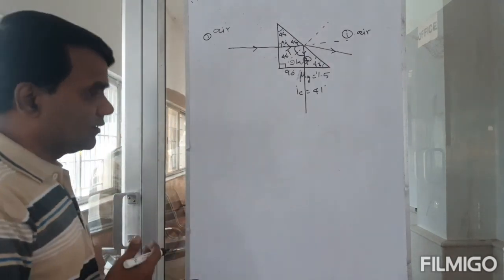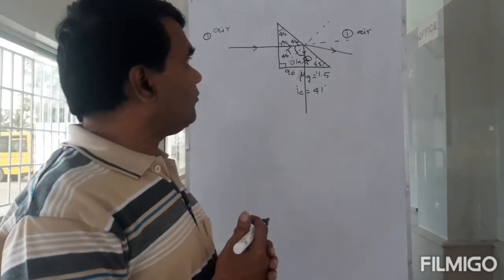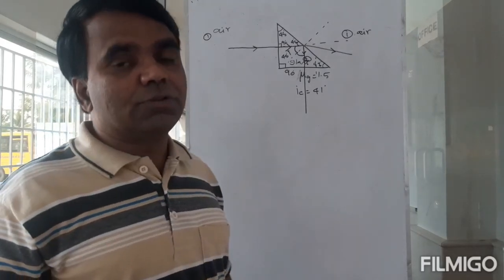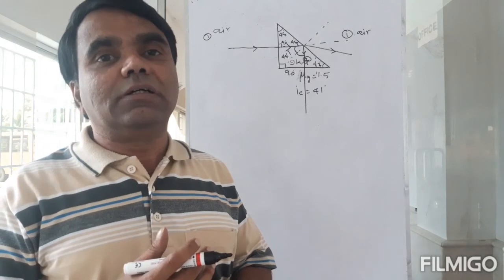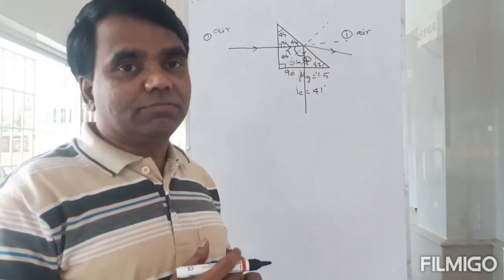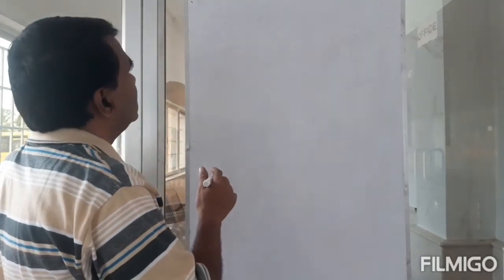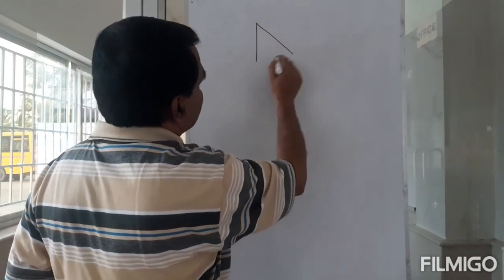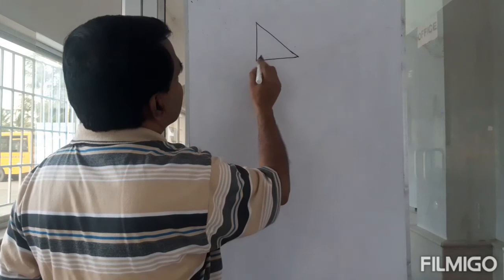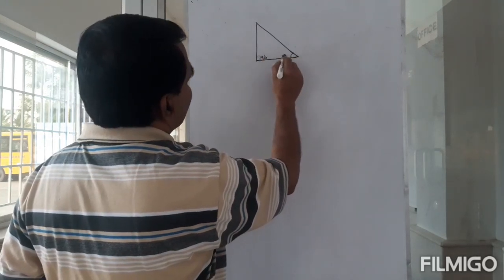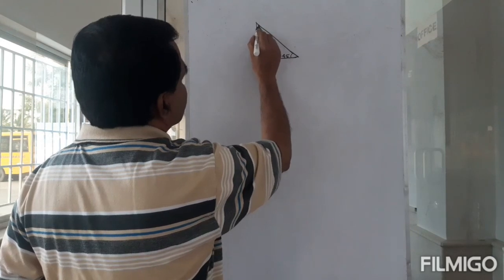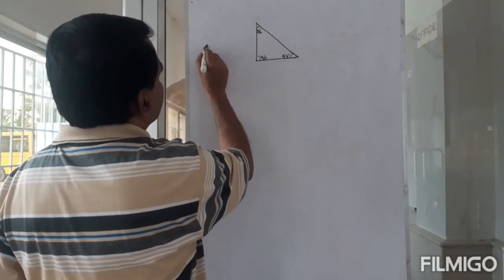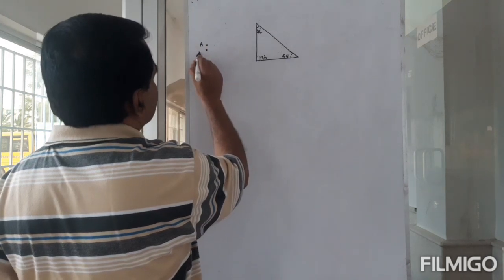And if you understand this, then it is very easy for you to invert images. We'll see. Now let's see a simple case. I have a prism like this, a glass prism. This is 90, this is 45 degrees, and this is also 45 degrees. Okay, I have an object. This is A of that, and that's B of that object.